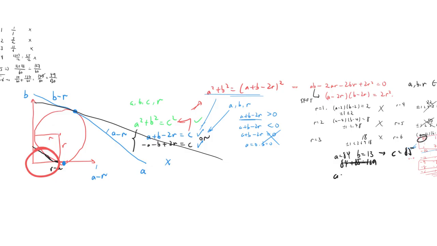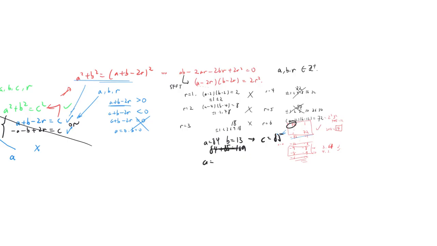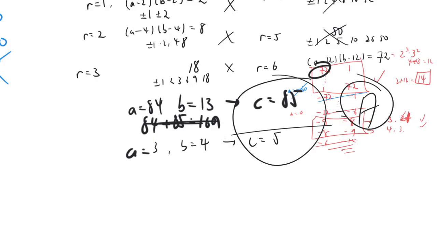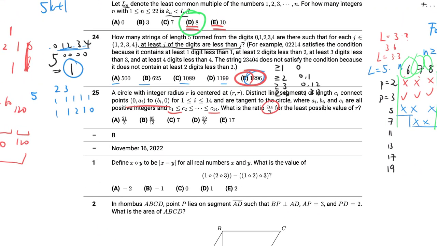But then for the small one, it's obviously one of these, and notice a and b are symmetric here, so it's really the same thing. So you get a equals 3, b equals 4, and that would give c equals 5. And so if you take their ratio, it's going to be 17, and we're done. So this is 17 right over here.